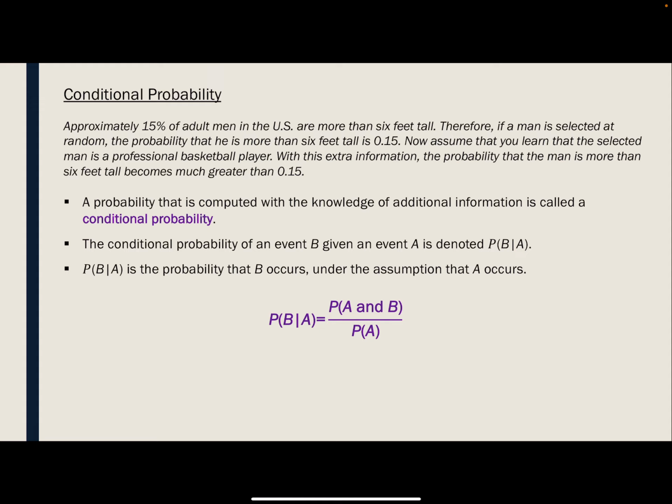We denote a conditional probability with a line between it. So this is the probability of B given A. By definition, the formula is that the probability of B given A is going to equal the probability of A and B, the intersection between the two, divided by the probability of A.